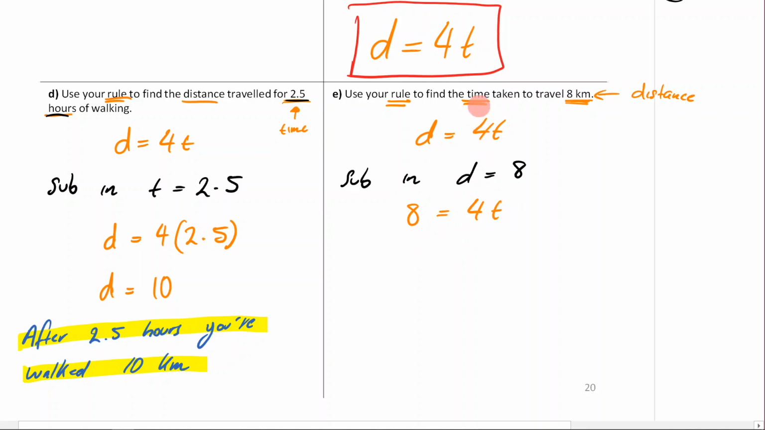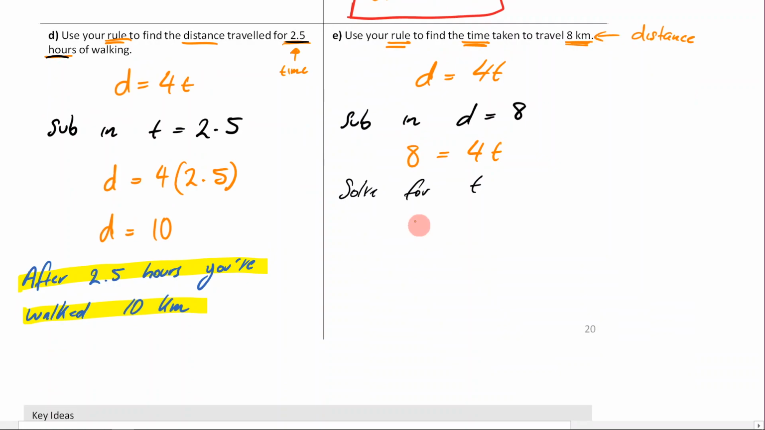It wants me to solve for the time. So what I need to do is solve for t. So I'm going to take my rule here, and I'm going to rearrange it to get the t. 8 is equal to 4t. I want to get that t by itself. So what am I going to have to do to both sides? I'm going to have to divide by 4. I'm going to have to divide by 4. So that means what I'm going to end up with here is 2 is equal to t.